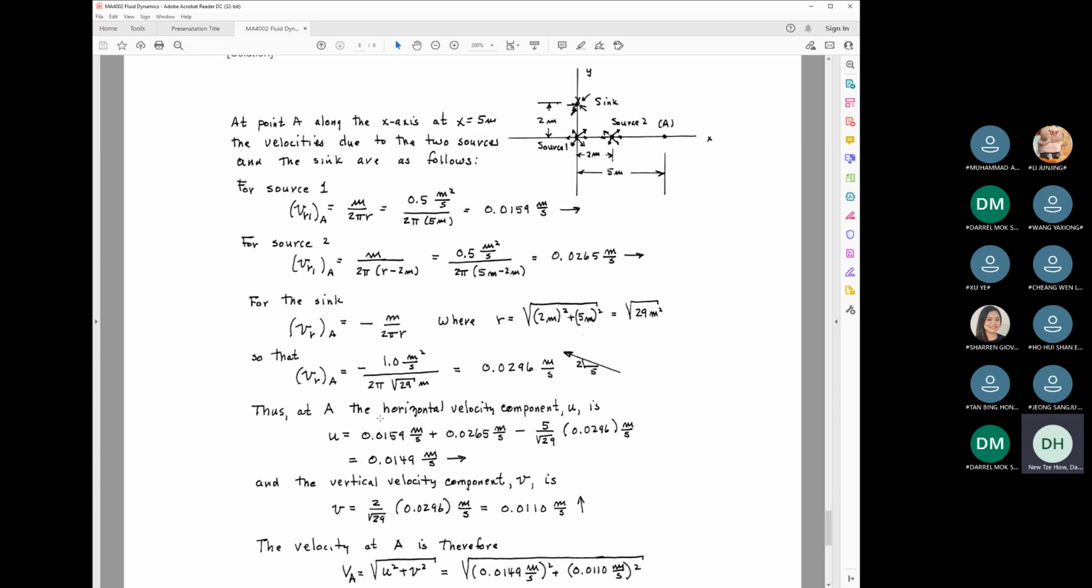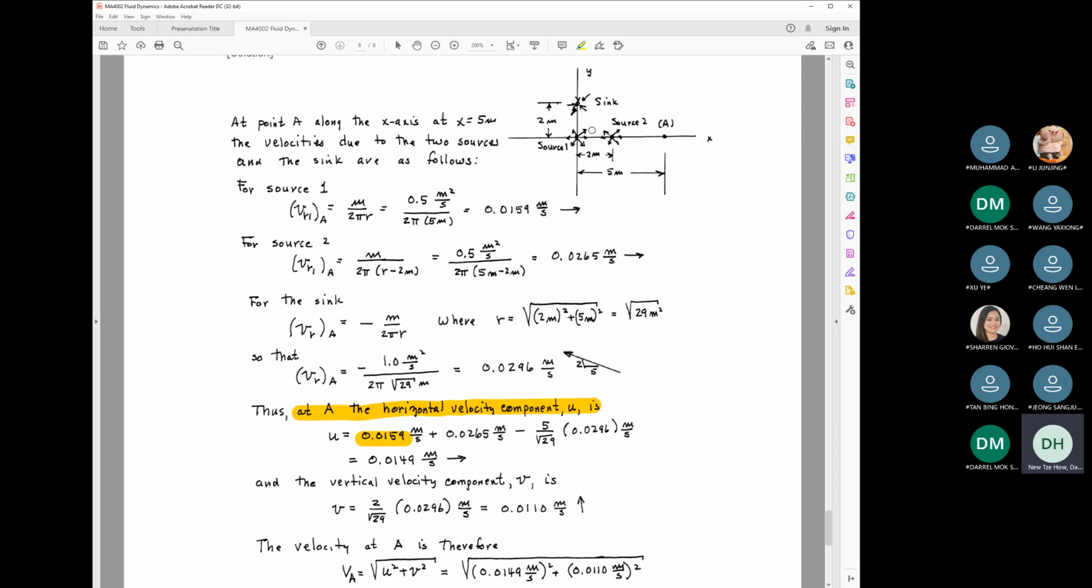So at point A, let me just use the highlighter. At point A, the horizontal velocity component will be the horizontal velocity components that come from source 1, source 2, and the sink. For source 1, it has a radial velocity of 0.0159 everywhere, radially. Because point A lies along the same horizontal axis as source 1, source 1's contribution to the u velocity component will be its radial velocity directly, 0.0159.